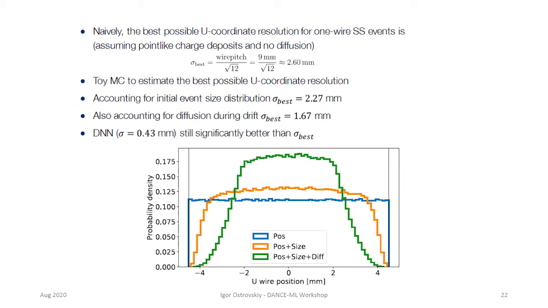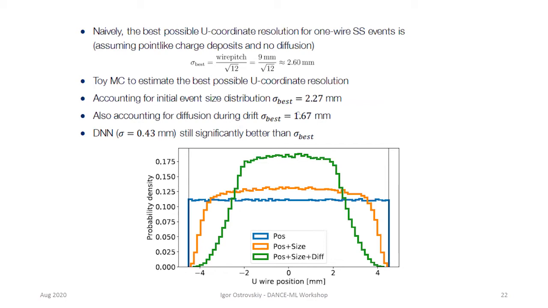But in reality, your events, the charge clouds, are distributed and have a chance to hit more than one wire. So that allows you to do charge weighting. So you can actually expect a performance improvement in your resolution. And then there is an effect of diffusion that further expands your cloud, so you can improve even better.